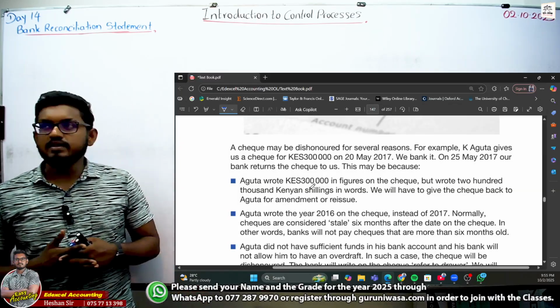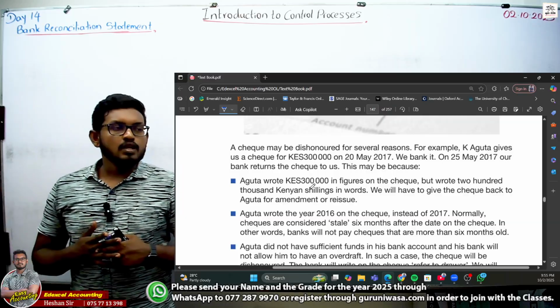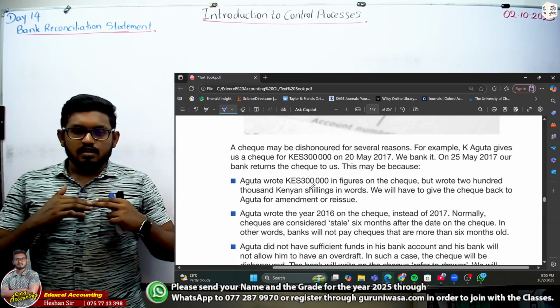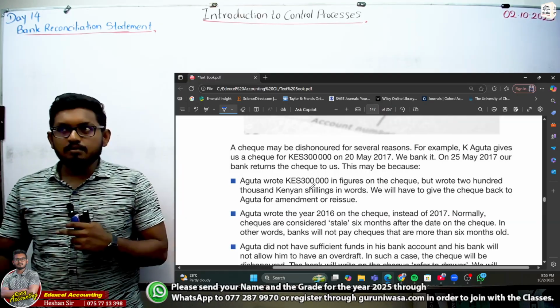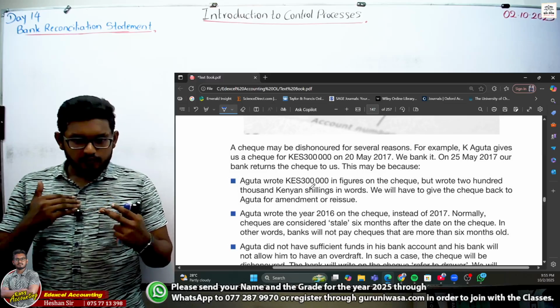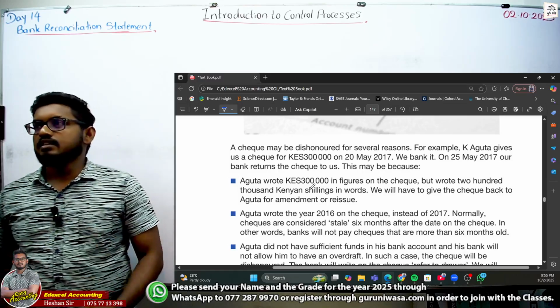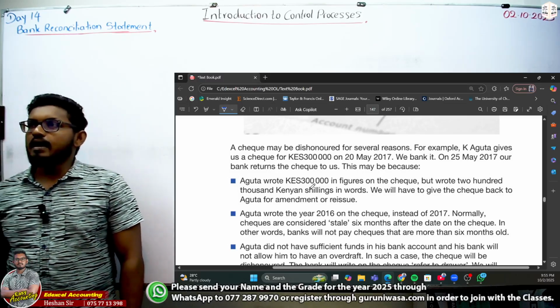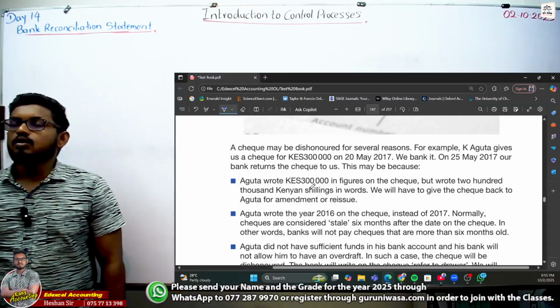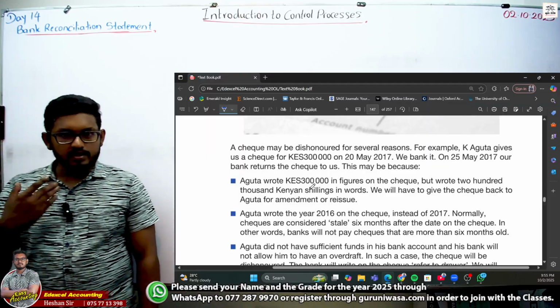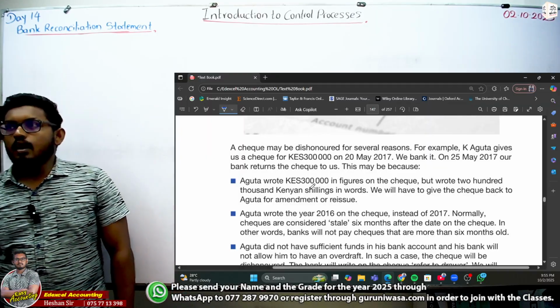Sometimes this means the Kenya currency. You know, in a check, the amount in numbers as well as the amount in words should be the same. If there is a difference, the bank refuses it. We will have to give the check back to that person to amend or reissue.